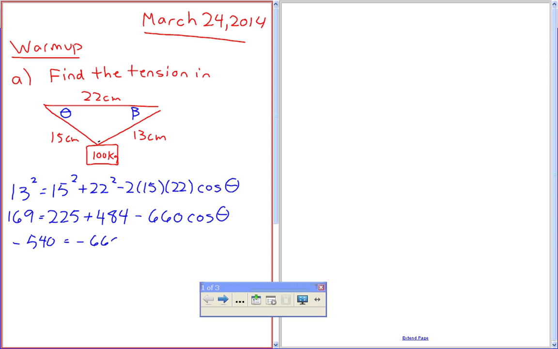I'm going to skip a step. Can you give me what theta is there? It would be negative 540 divided by negative 660 and then inverse cosine. 35.1 we can call it.